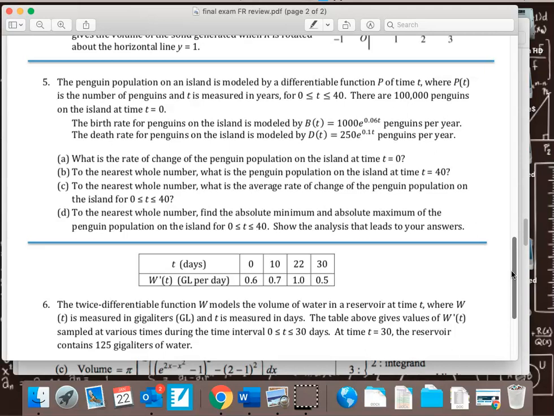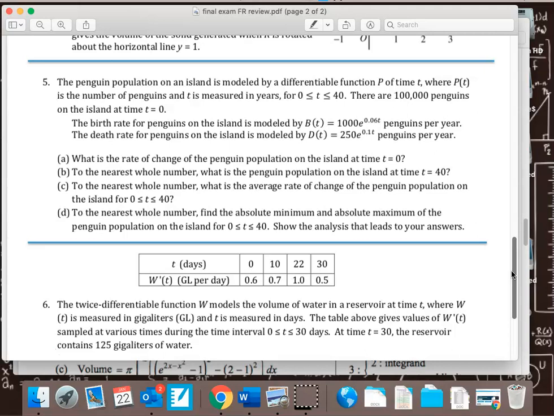All right. Part A, what is the rate of change of the penguin population at time 0? Part B, to the nearest whole number, what is the penguin population at time 40? Part C, to the nearest whole number, what is the average rate of change of the penguin population from 0 to 40? And to the nearest whole number, find the absolute min and max of the penguin population from 0 to 40. Show the work that leads to your answers.